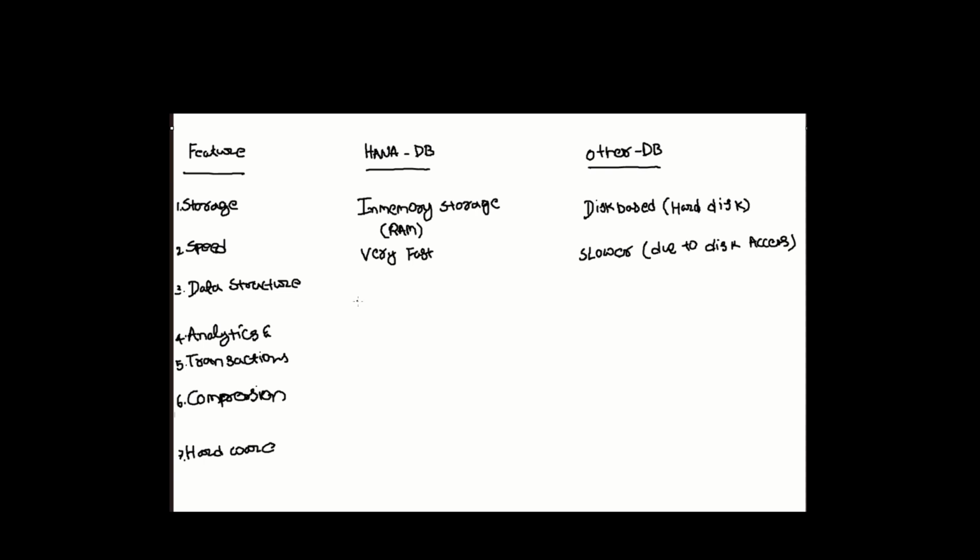Third one, what kind of storage does it use? Column storage, so that it reads quickly. It is optimized for reading. The other one is row storage, which is optimized for writing. So the HANA DB uses a column storage data structure and other DBs use row storage. Column storage is optimized for reading, row storage is optimized for writing.